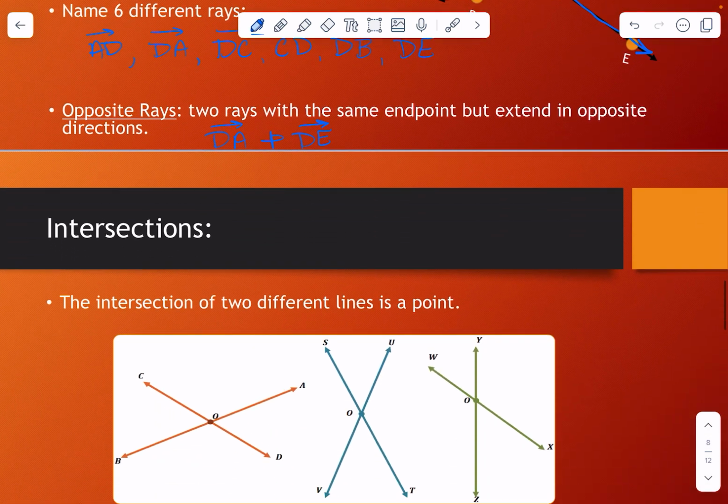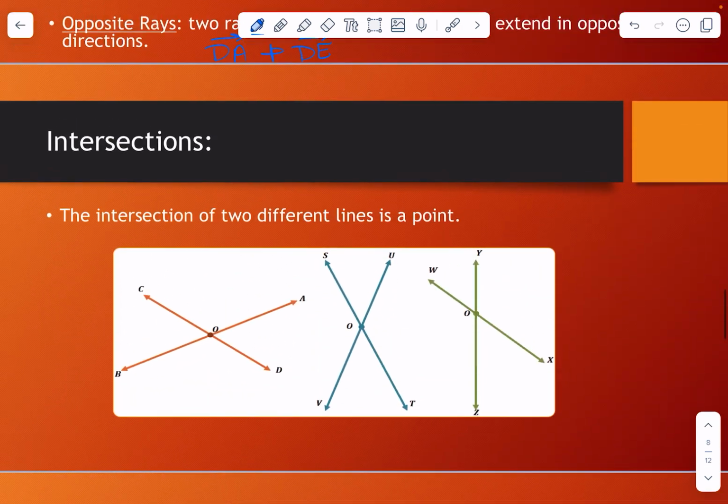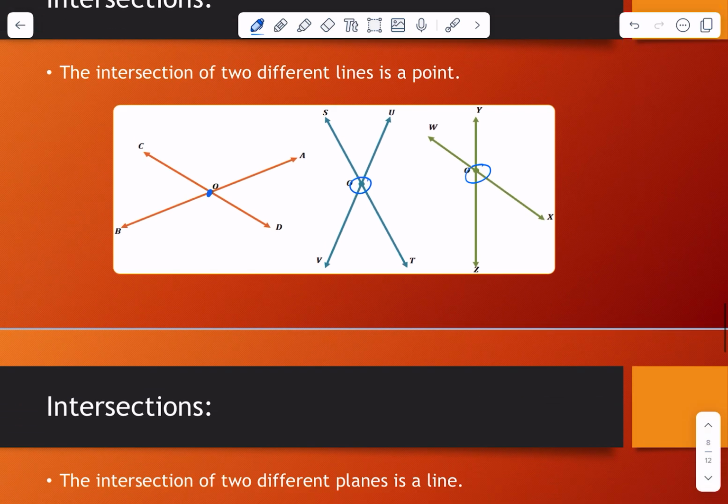All right. The last thing we really need to talk about is some examples of intersections. So, what happens when 2 different lines intersect? Well, 2 different lines will always intersect at a point. When I intersect 2 lines, I will get a point, as in the picture. Here, these 2 lines intersect at this point. Here, these 2 intersect here, these 2 intersect there. So the intersection of 2 different lines is a point.